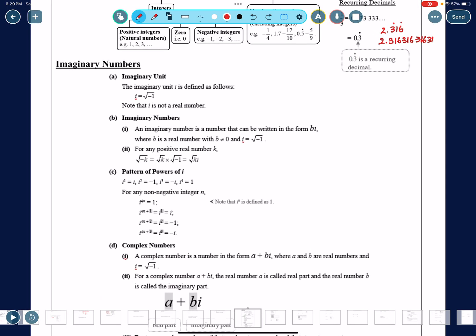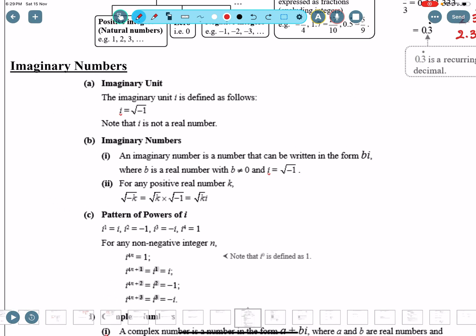Imaginary numbers are now going to be learned by you. So what are imaginary numbers? Imaginary numbers are basically numbers that give you a math error in your calculator. So for example, square root of -1 is what we call the imaginary number i, letter i.